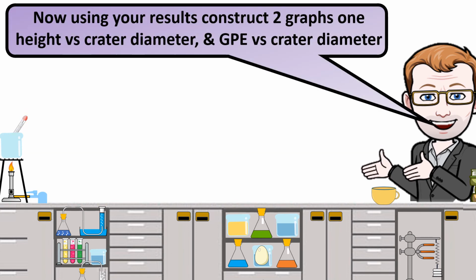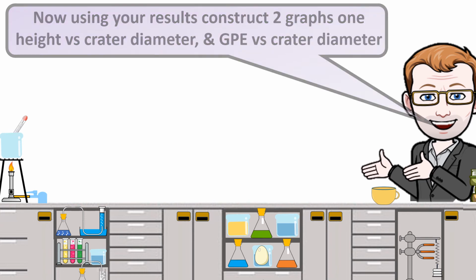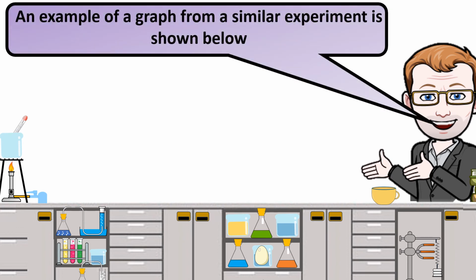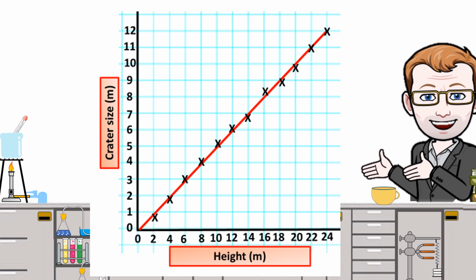So finally, now using your results, we can construct two different graphs. So one of height against crater diameter and one of gravitational potential energy against crater diameter. So an example of a graph from a similar experiment, but not the one that you have just looked at, is shown below. So when looking at drawing a graph, yours will need to look something similar to that, but do not copy it because this graph has different results on.